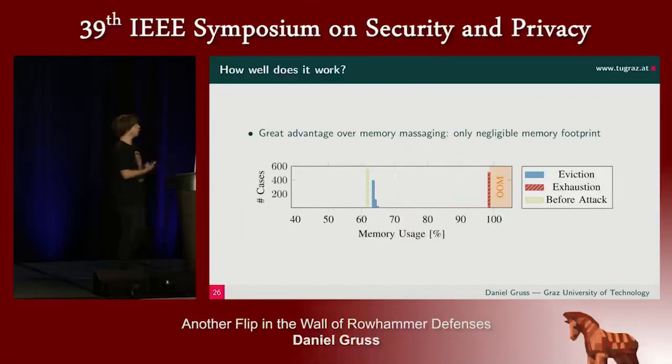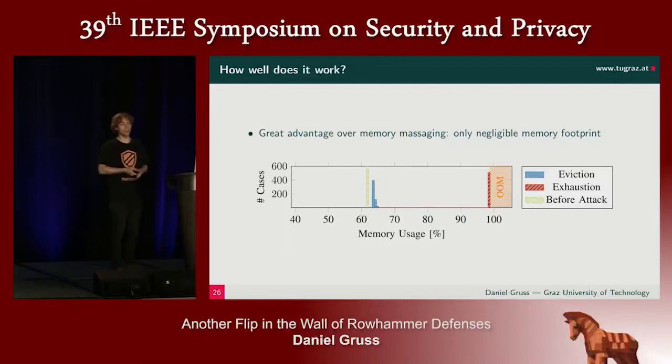The great advantage over just evicting the memory with a large array, with occupying memory with our own data, is that we have a very negligible memory footprint. As you can see, the memory footprint stays very, very low because the page cache pages are not considered our pages. They are just system pages, right?